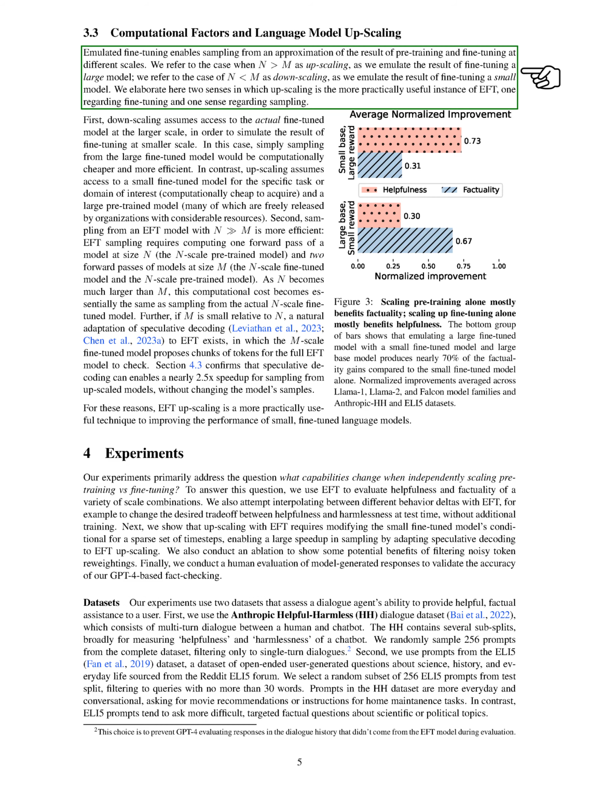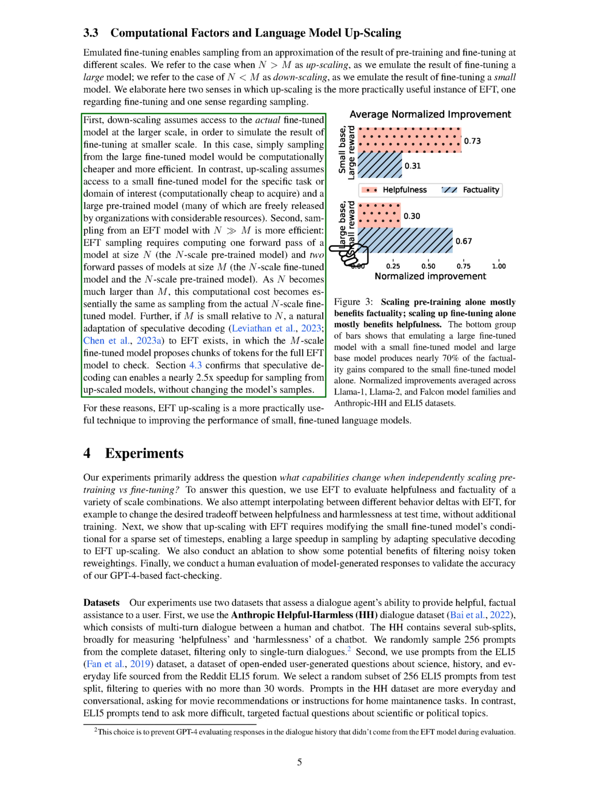EFT allows us to sample from an approximation of the result of pre-training and fine-tuning at different scales. We call the case where we emulate the result of fine-tuning a large model upscaling, and the case where we emulate the result of fine-tuning a small model downscaling. However, upscaling is more practical in two ways. First, downscaling assumes we have access to the actual fine-tuned model at the larger scale, which would be more computationally efficient to simply sample from.